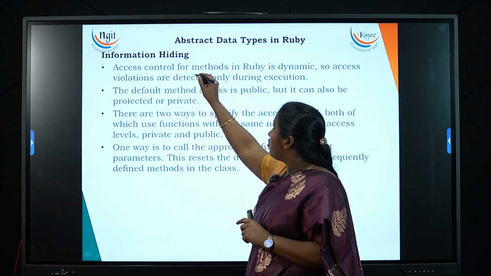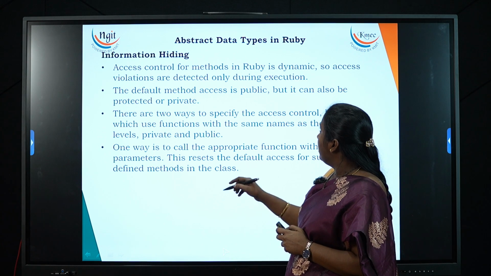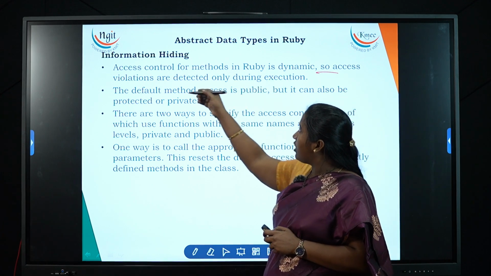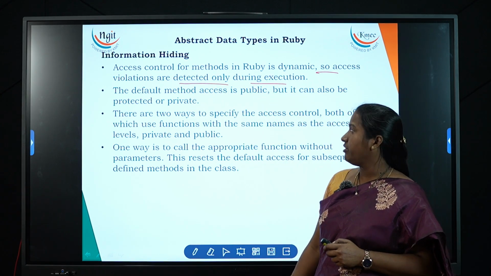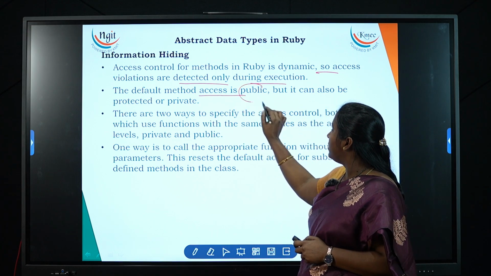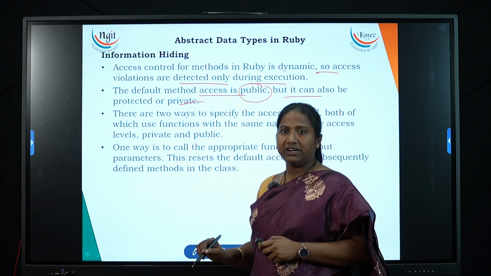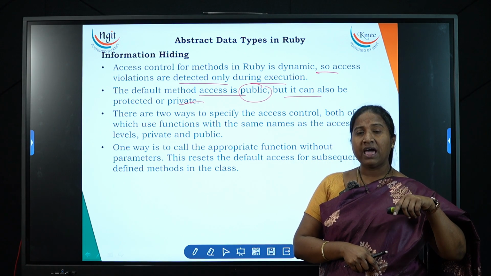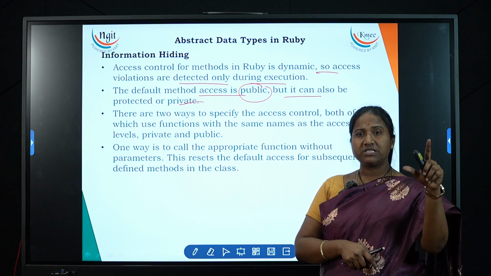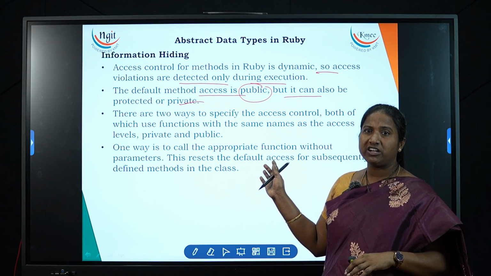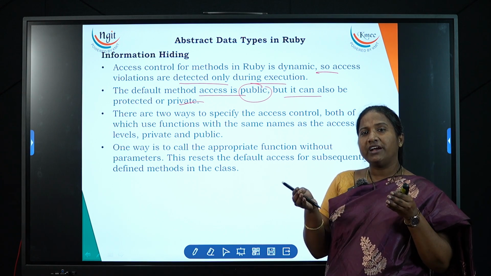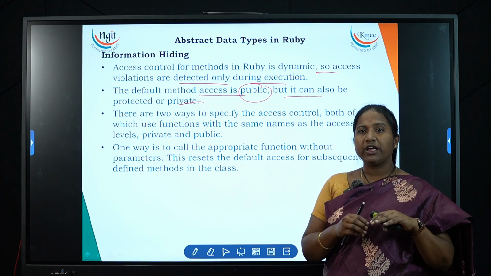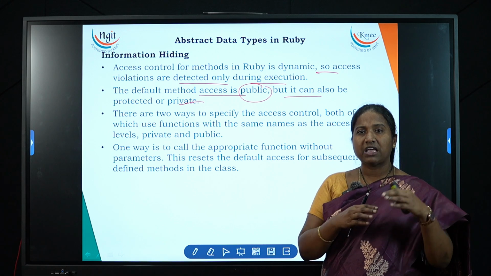Now, access control for methods in Ruby is dynamic, so access violations are detected only during execution. The default method access is public, but it can also be protected or private. In other programming languages, the default access control specifier is private, but here it is public by default. If I do not give any access control specifier, I am making it public. If I put an access specifier, I want to restrict that data from some kinds of users.